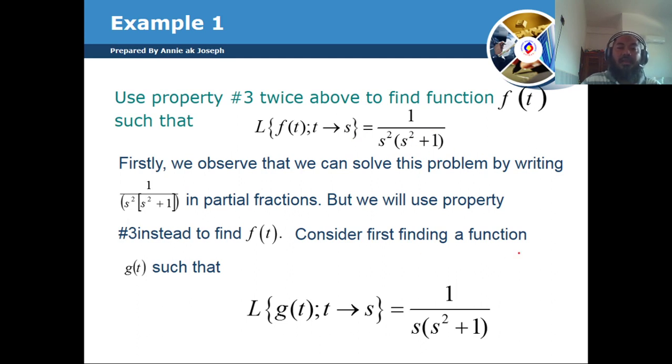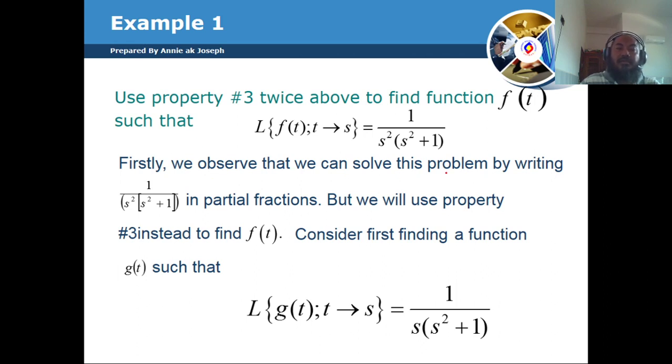Okay, alright, so for this one, first we observe that we can solve this problem by writing it this way. The result of the Laplace transform is like this. We have the Laplace result like this, and then we would like to get back the f.